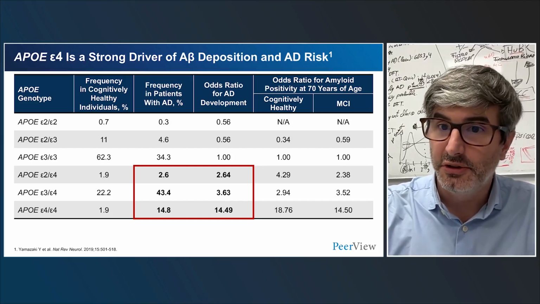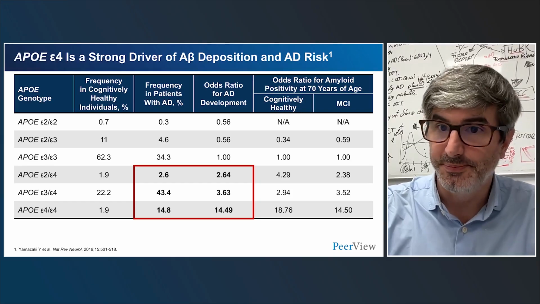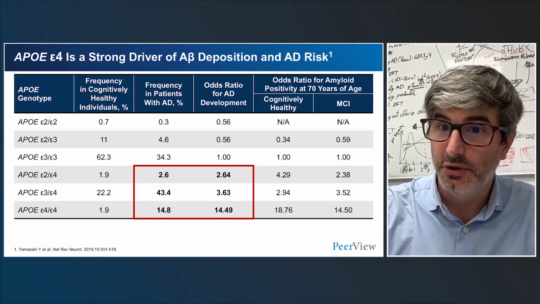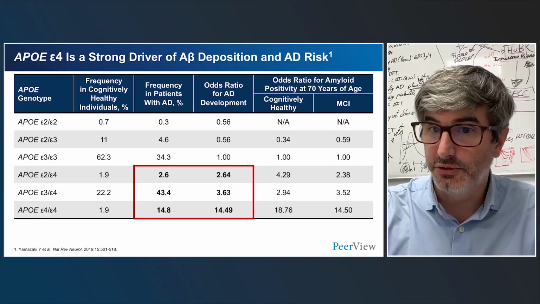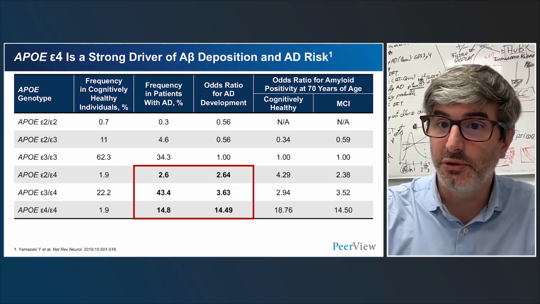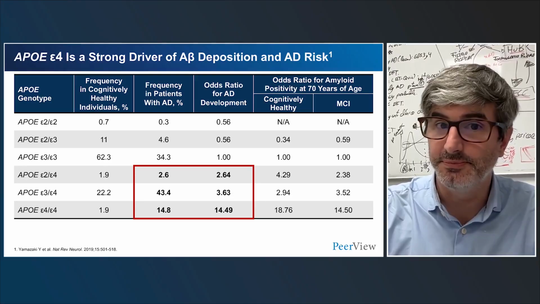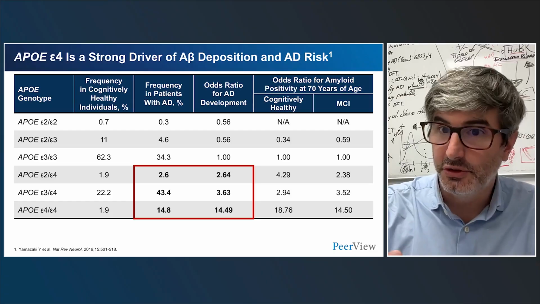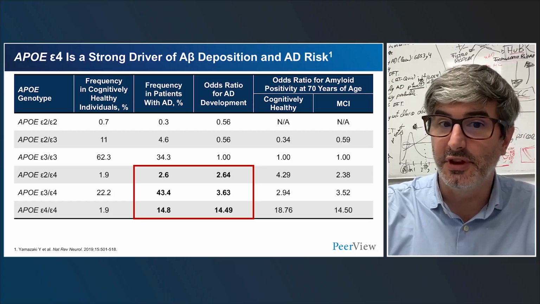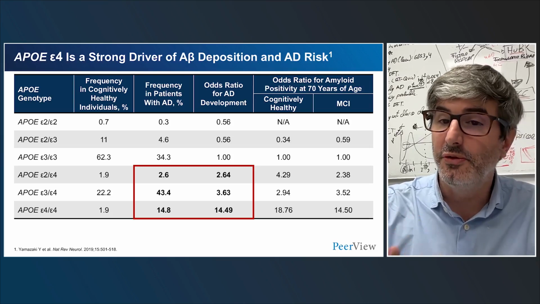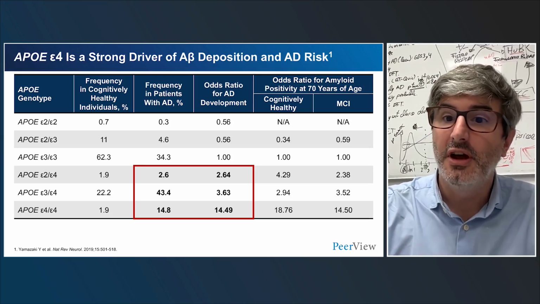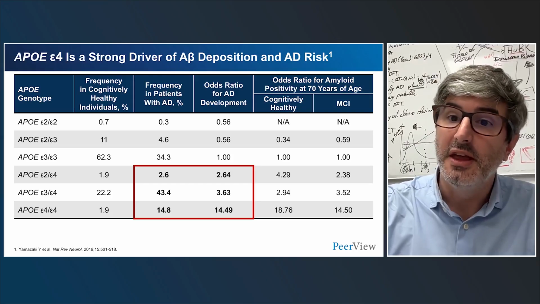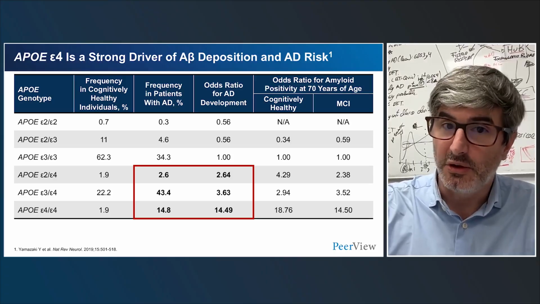will be carriers of at least one APOE4 allele. And up to 15% or more of those will be APOE4 homozygotes. You can see that in the general population, homozygotes only represent about 2% of the population. This, of course, translates into these odds ratios, this increased risk of Alzheimer's disease dementia. Again, 3 to 4-fold in APOE4 heterozygotes, up to 15-fold odds ratio of up to 15 in APOE4 homozygotes.